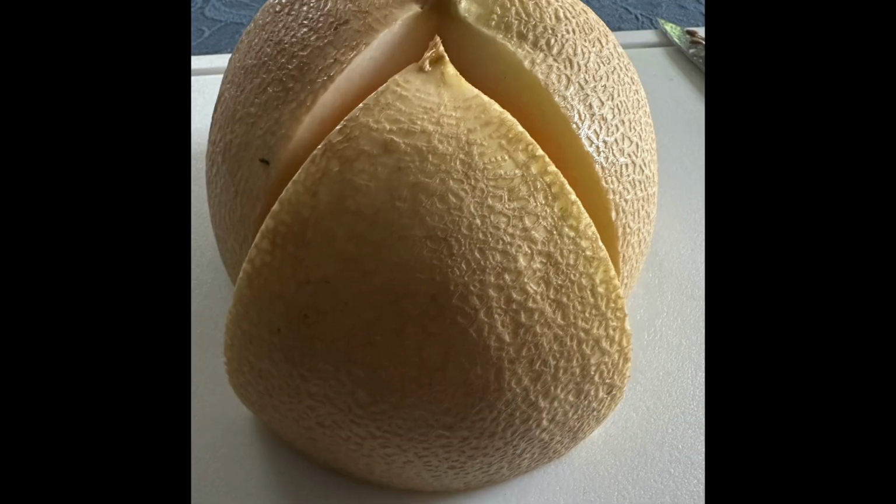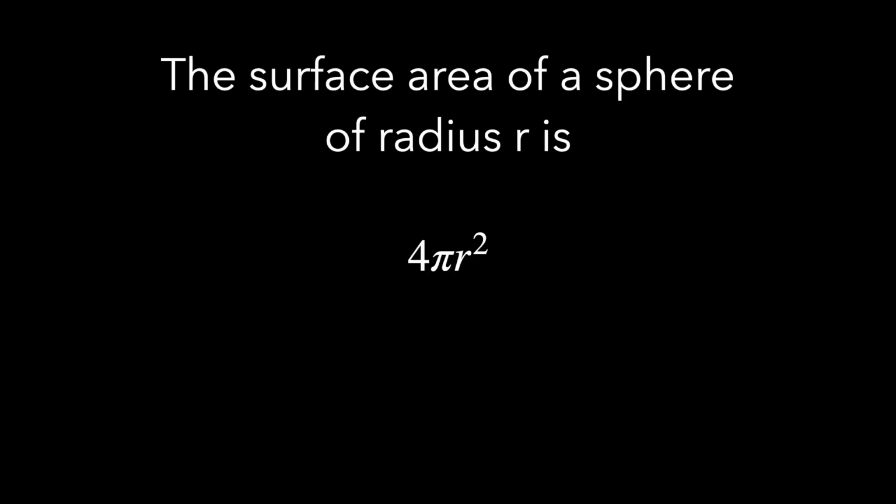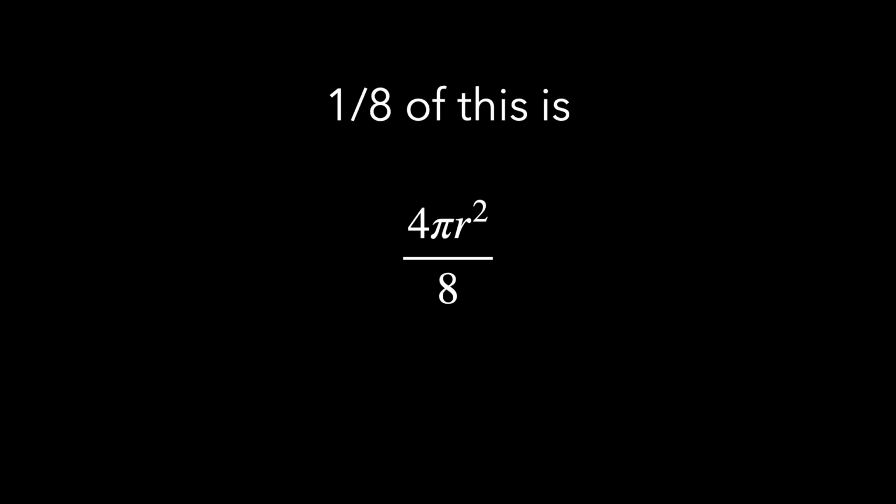As a demonstration, we cut a cantaloupe in half along the equator and then made orthogonal cuts through the top of the melon to get a triangle where each angle is a right angle. Notice our triangle is 1/8 of the sphere, and the surface area of a sphere of radius r is 4 pi r squared. An eighth of this would be 4 pi r squared over 8, which is pi over 2 r squared. We're going to derive a formula for this, and it's not nearly as hard as you might think.